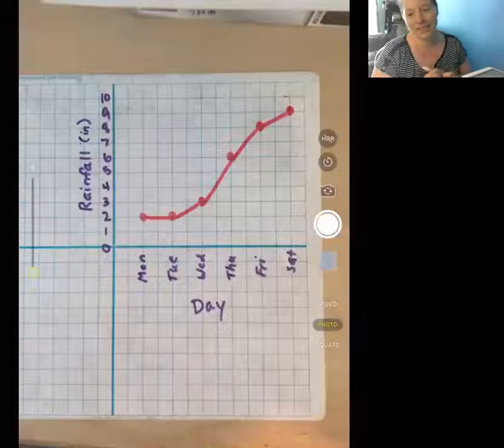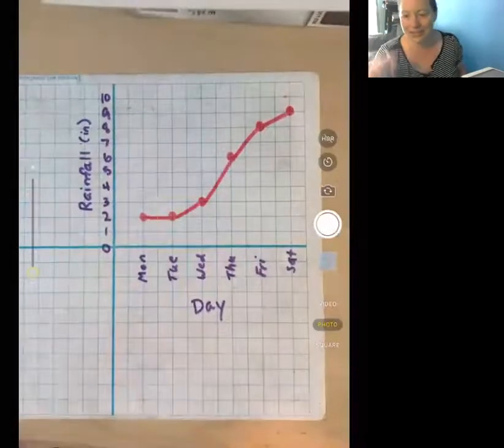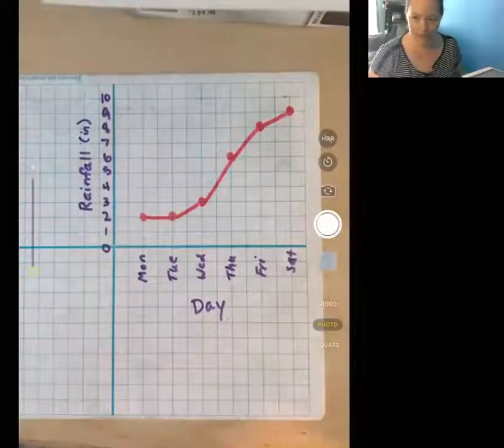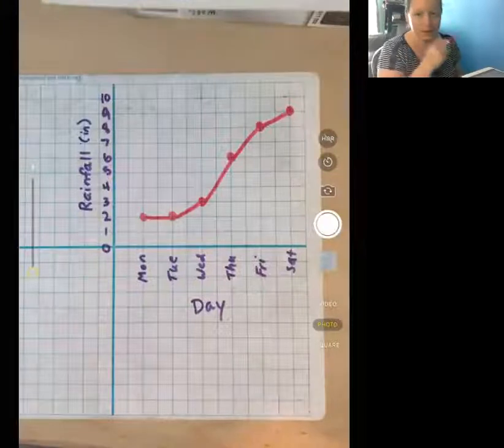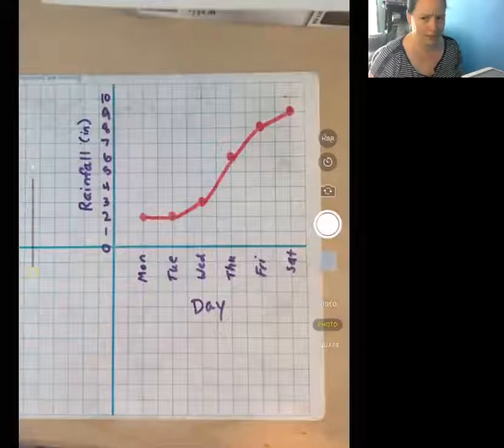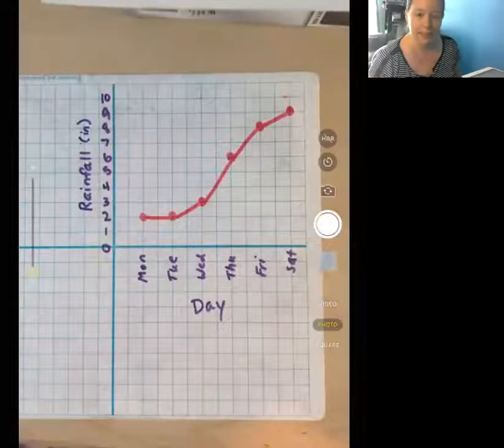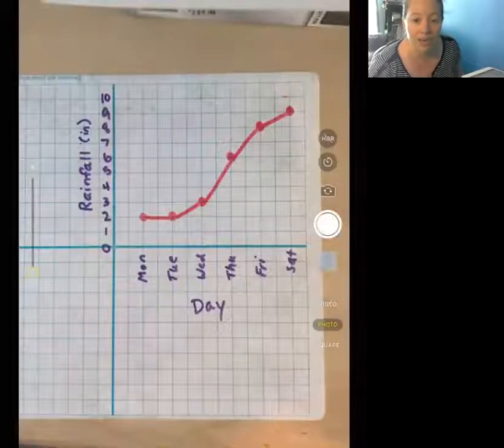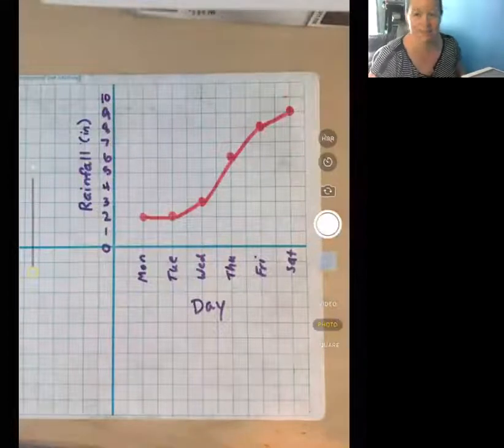You'll note the line is not straight. The line does this little squiggle thing. That's fine. We're not worrying about straight lines right now. We'll worry about straight lines later. Maybe, but that might be a 6th grade thing as well. You guys do straight lines. So we have just connecting the dots, going by the lines.